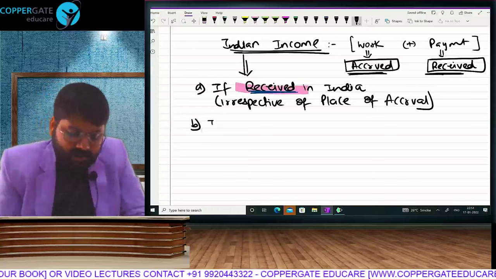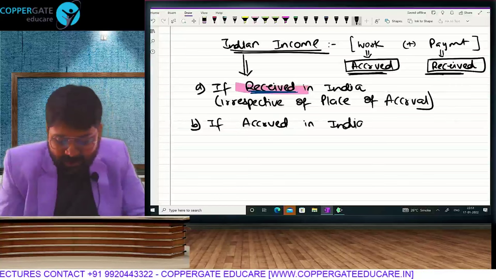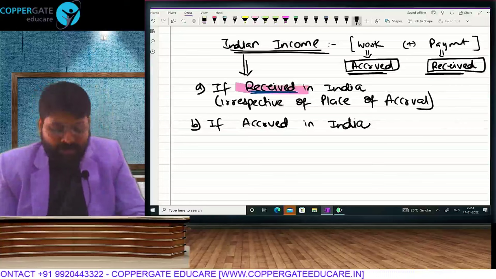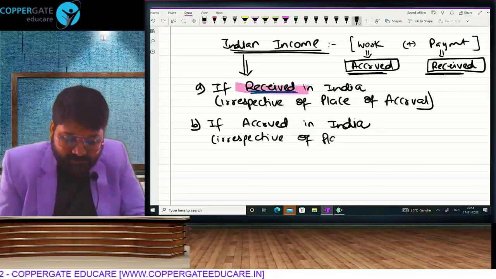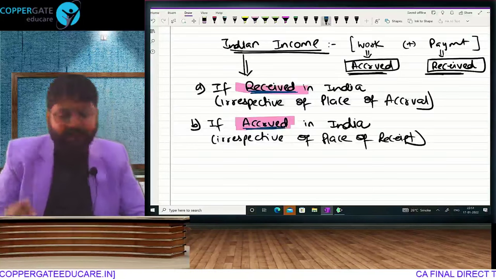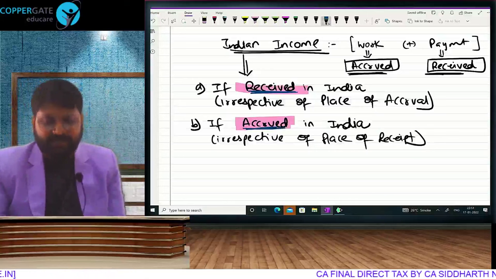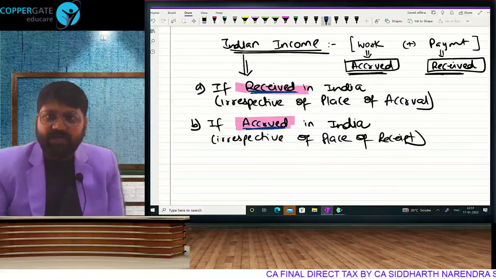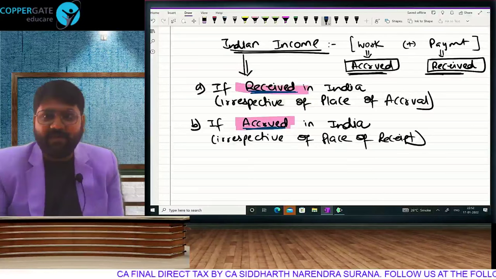Second. Any income that has accrued in India, ladies and gentlemen, irrespective of place of receipt, it will be treated as Indian income. What is the impact? You tell me the impact first, then I will do the explanation. Once an income is treated as Indian income, what is the impact in taxation? Pay tax. Who will pay tax? Everyone will pay tax. Everyone will pay tax? Yes or no?